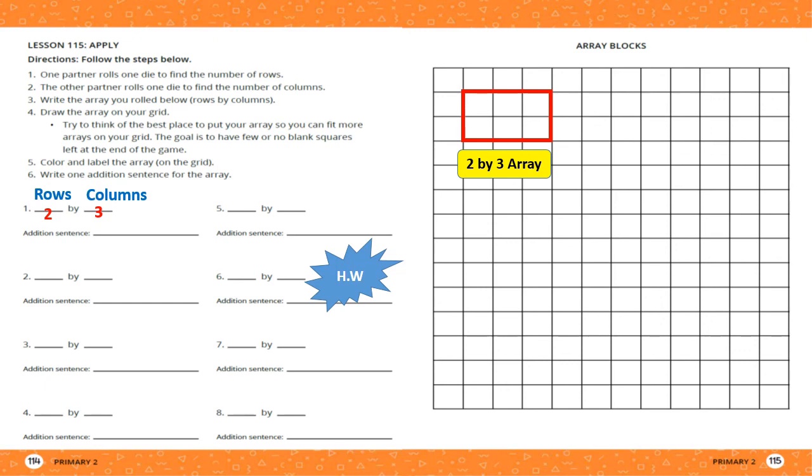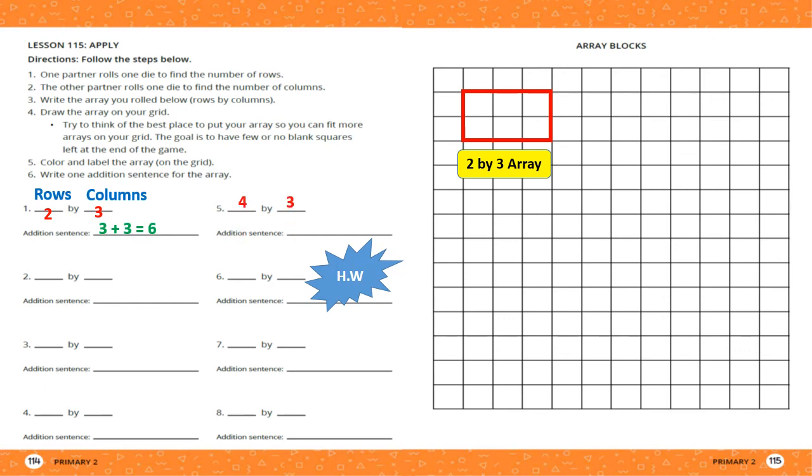Don't forget to write the name of array, 2 by 3 array. Okay? Now the addition sentence. Let's add by rows. Each row has 3 squares. So we will write 3 plus 3 equals 6.